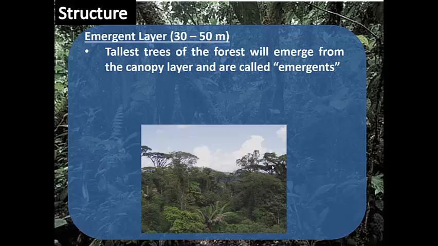Have you spotted them yet? Let me point it out to you. Okay, the emergents are those which are circled in red. And you can also see a continuous canopy which is just below the emergent layer.